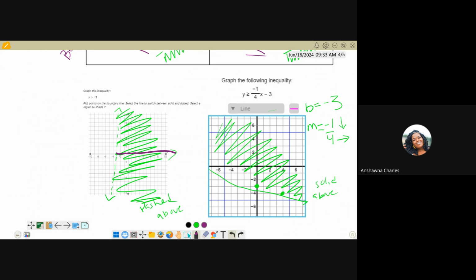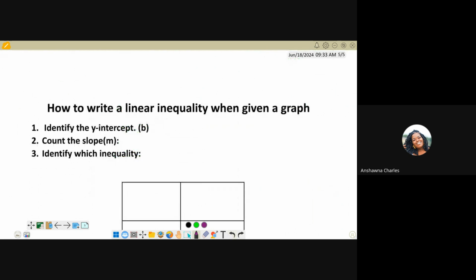All right, now let's look at the second page. What you're doing is either you are going to write the equation from the graph, and that's what we're going to practice next, or they're going to give you the equation and you're going to graph it. So you're going to do one or the other. So we're going to go through doing it backwards as well.